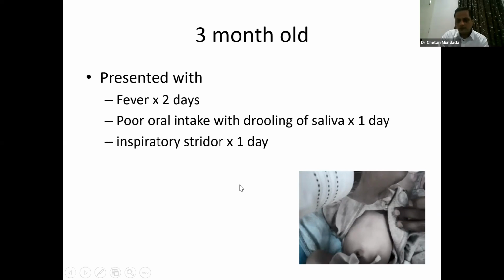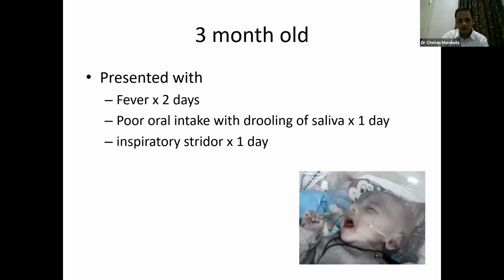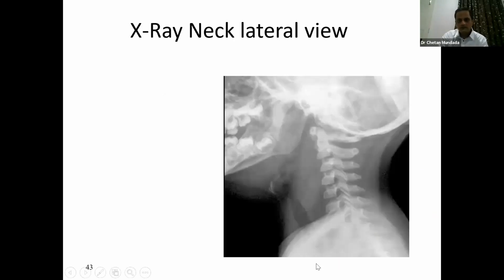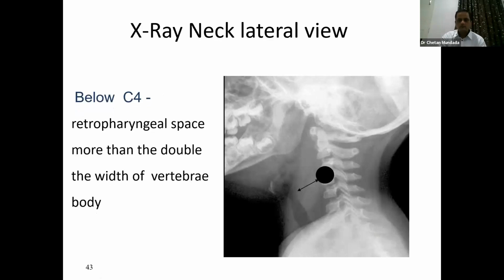So it's very evident that this is something serious we are dealing with, and we are doing the X-ray just for confirmation. If you can focus here, the prevertebral space is much widened. It is much wider than the vertebral body of the C6 vertebra, which needs to be dealt with as a surgical emergency.